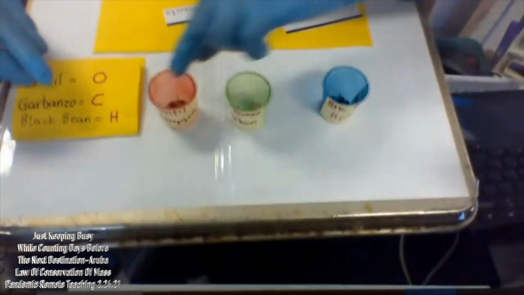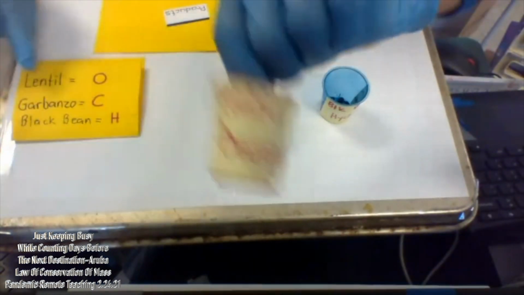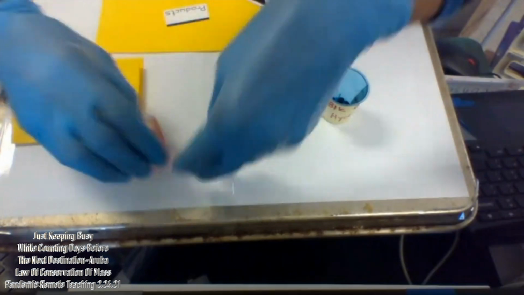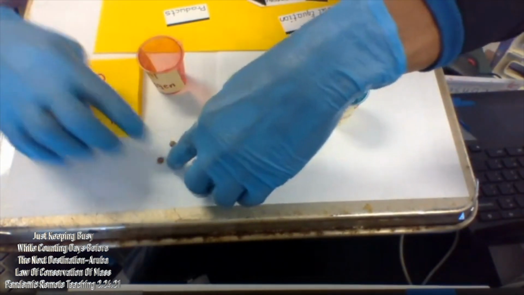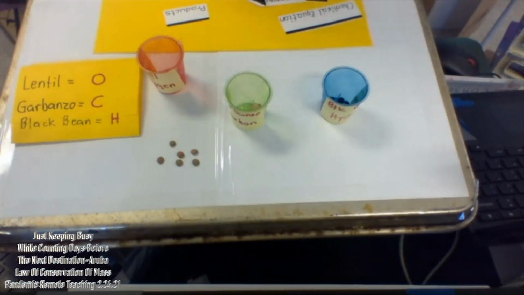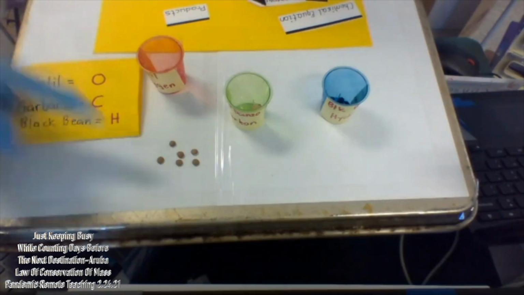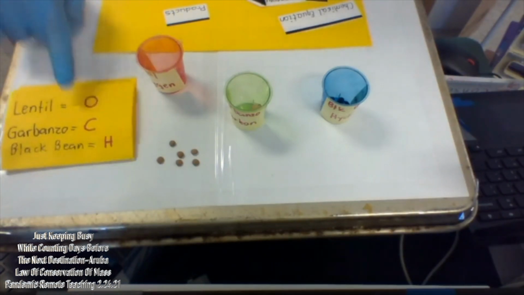All right. Now, in this jar, I do have the lentil that represents the oxygen. Could you tell me how many lentils we have? Count, please. How many lentils do we have? 6. Excellent. These 6 lentils represent oxygen.